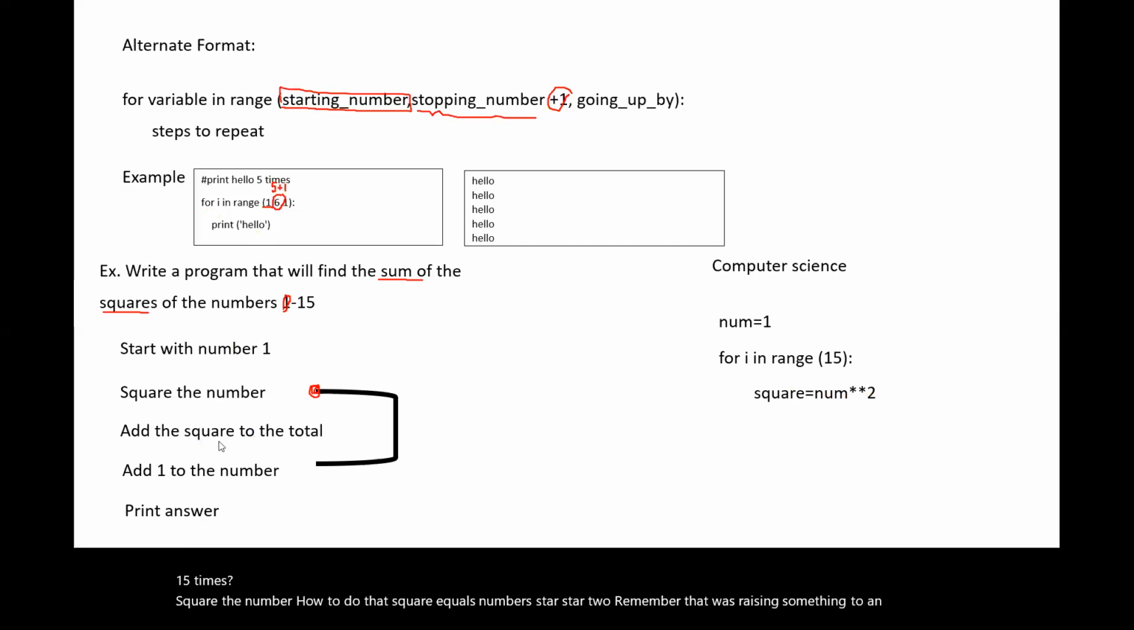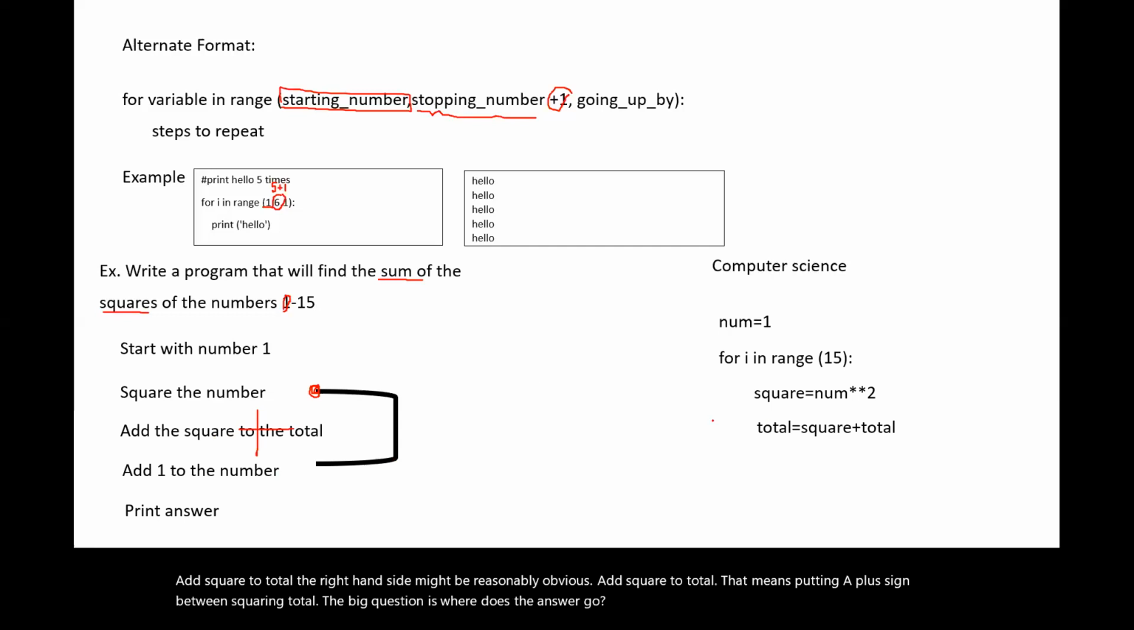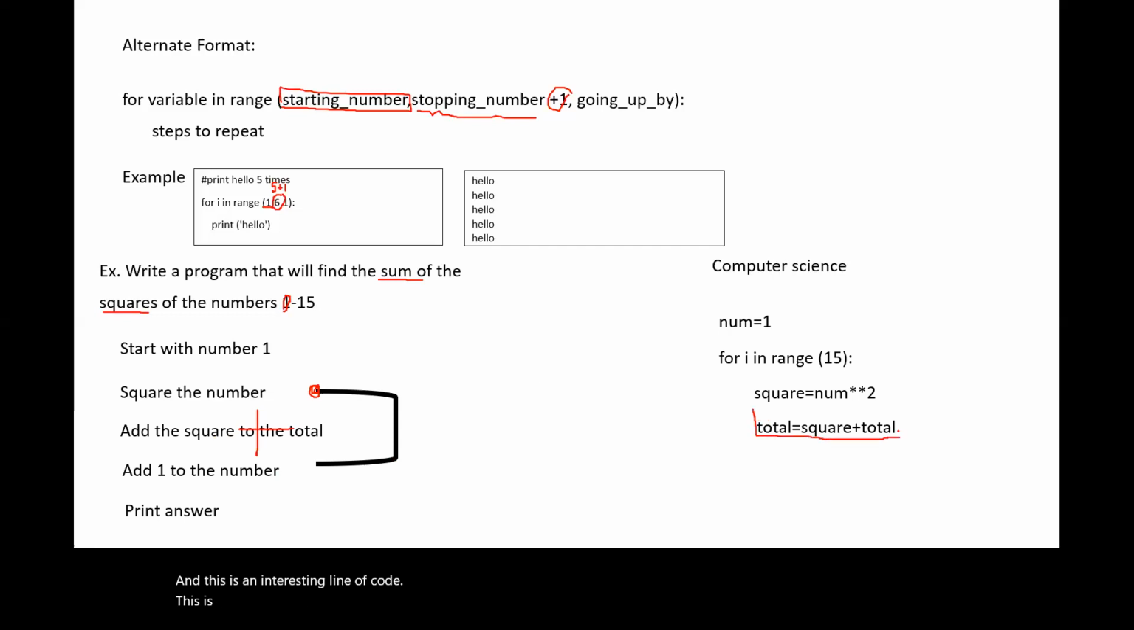Add square to total. The right-hand side might be reasonably obvious. Add square to total, that means putting a plus sign between square and total. The big question is, where does the answer go? And this is an interesting line of code. This is a common line of code in computer science. And what it's saying is you have a variable called total. And you have a variable called square.